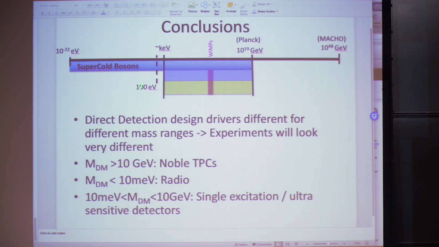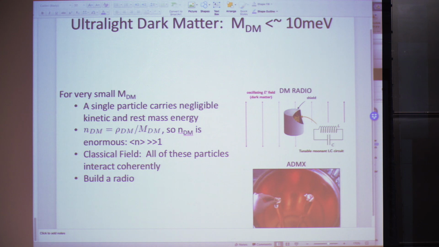There is one scale where this actually stops being true, and that's the 10 meV scale. Below 10 meV, now you have so many particles in a single quantum state that the quantum density becomes greater than 1. And now you're not going to look for the annihilation of a single particle. You're going to look for the annihilation of hundreds of particles. And this is what a radio does, right?